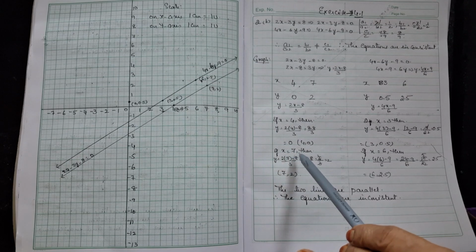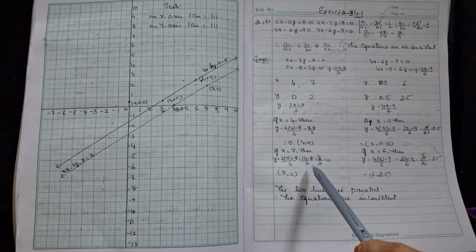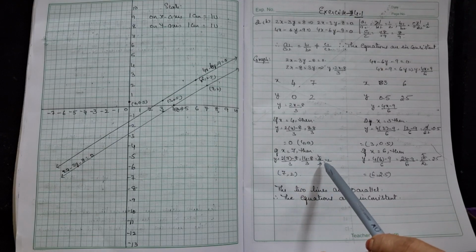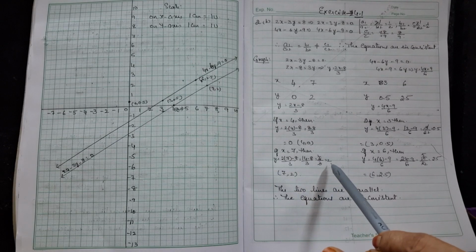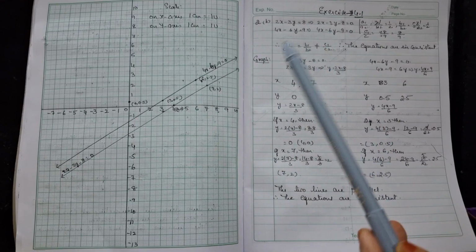Next, I took x as 7. 2 into 7 minus 8 by 3, that is 14 minus 8 by 3, that is 6 by 3, that is 2. So (7, 2).